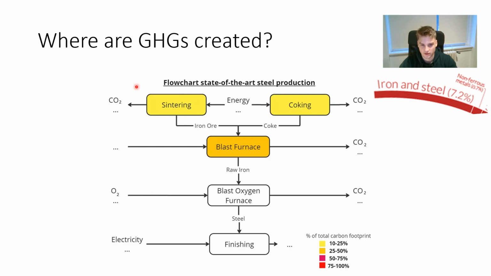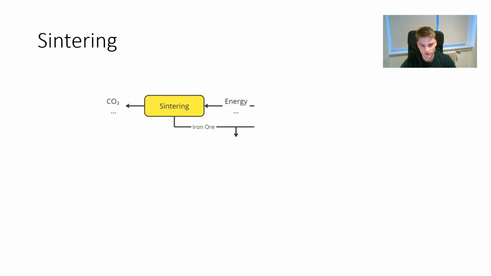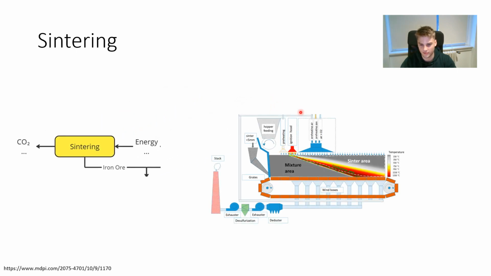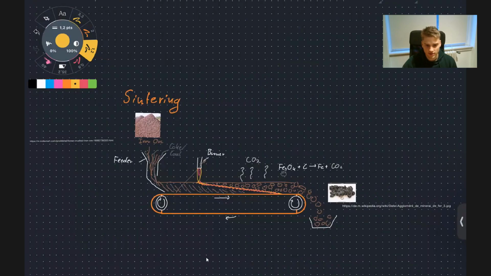At first, there are 2 preparation steps, the sintering and coking. We will start with sintering now. If you Google sintering, you might come across some figures like this. At first glance, you could think that this looks very complicated, so I have simplified it in my notes, where we now switch to. Here you can see the simplified version of the sintering process.